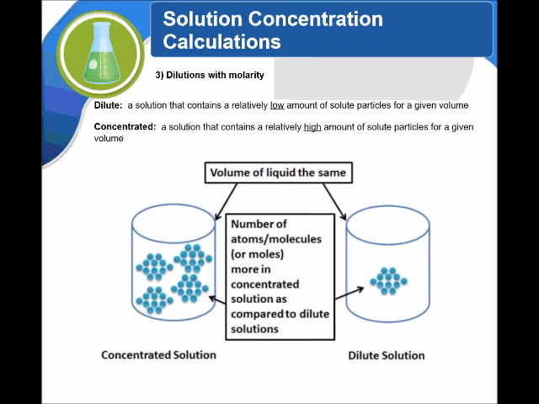Okay, first we need to go over what is dilute and what is concentrated. Now, a dilute solution will contain a relatively low amount of solute particles for a given volume, and a concentrated solution will contain a relatively high amount of solute particles for a given volume. So if you see on the left here, we have a container, which is the same size as the one on the right, but this one on the left has much more solute particles. So we would say this one is more concentrated than the one on the right. The one on the right would be dilute. It doesn't have very many solute particles.